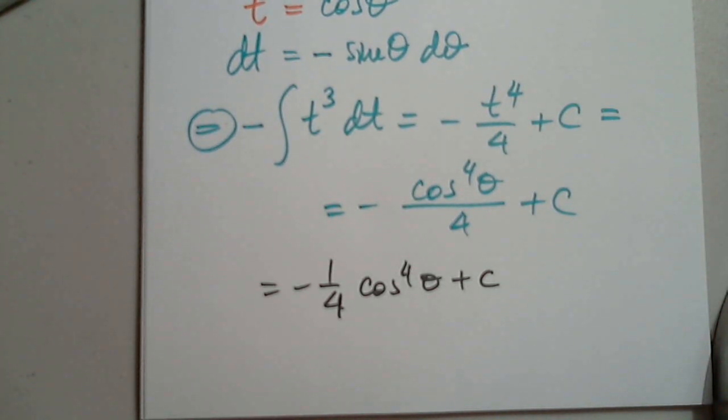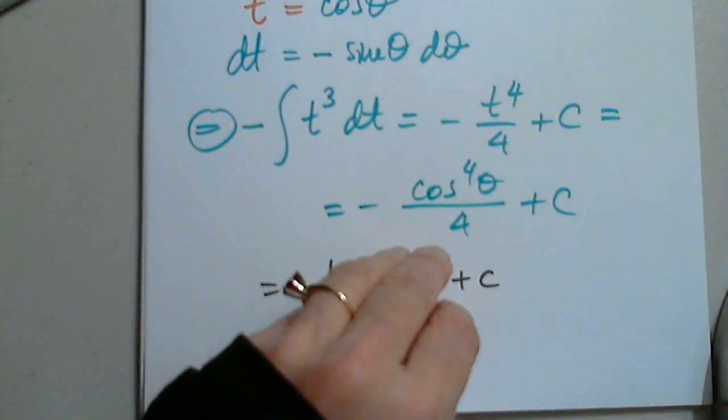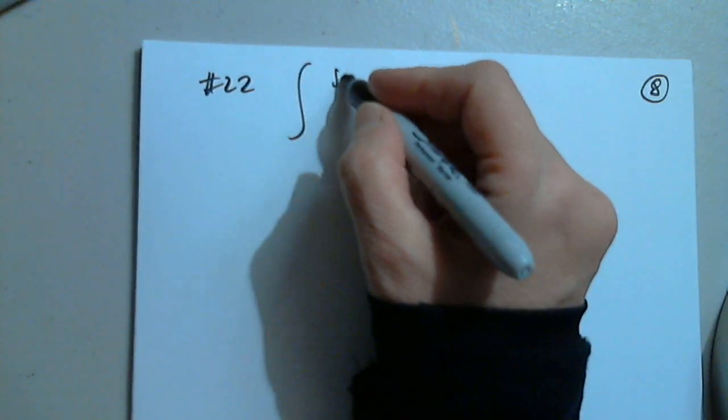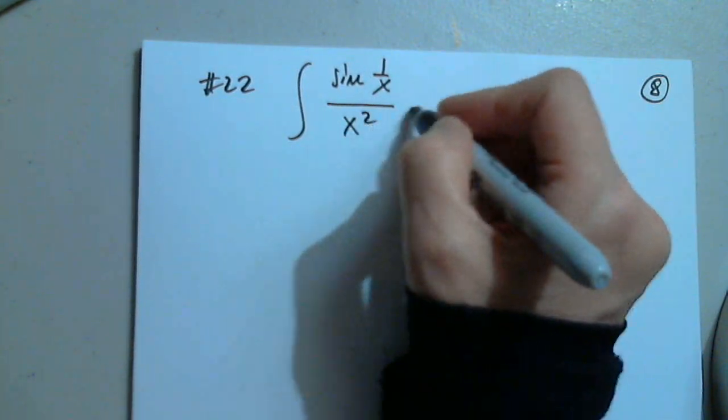Next one. Now, do you want to choose one and work on it? I'll wait. Or can I choose one for you? Maybe you could choose one actually. So I like to choose 22. So let's take a minute and work on it. So 22 is the integral of sine of 1 over x squared dx.